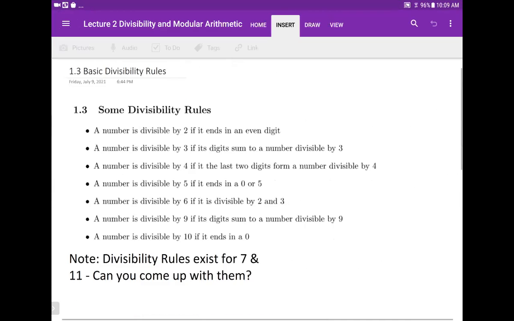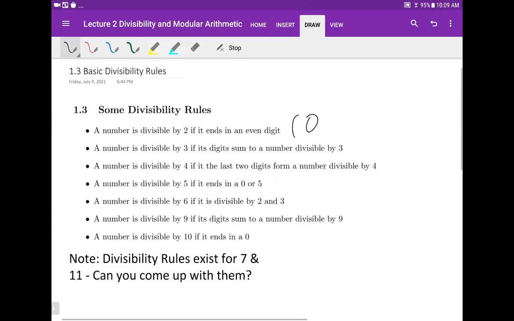All right, now let's have some basic divisibility rules. A number is divisible by 2 if it ends in an even digit: 0, 2, 4, 6, 8. A number is divisible by 3 if its digits sum to a number divisible by 3. A number is divisible by 4 if the last 2 digits form a number divisible by 4. A number is divisible by 5 if it ends in 0 or 5.